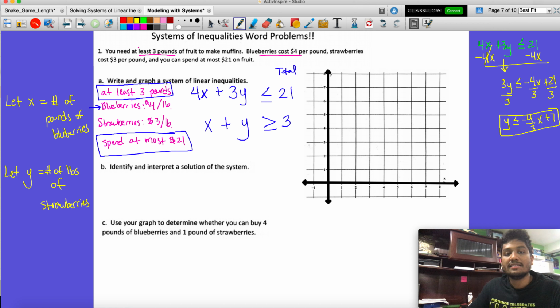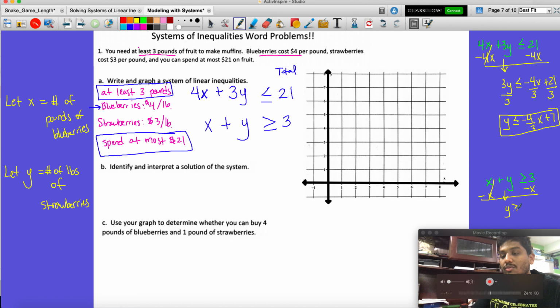Then the second equation. We'll do them both at one time. So we have x plus y is greater than or equal to 3. Same idea. We're going to subtract x on both sides because we want to get the y by itself. And we get that y, right, this comes straight down, is greater than or equal to negative x plus 3. And this will be the other equation of a graph.